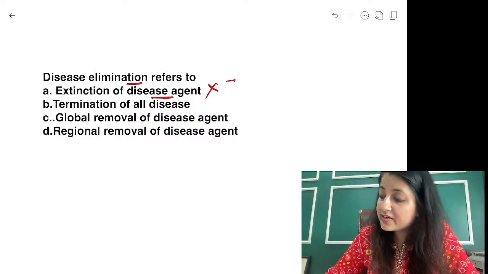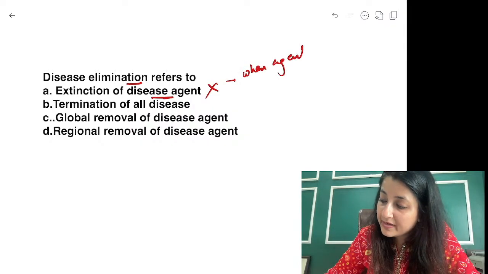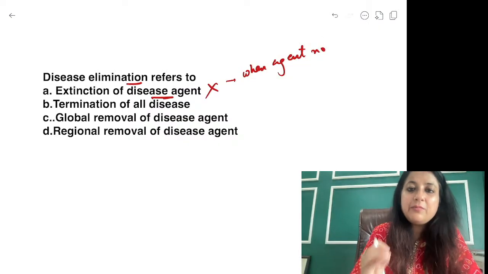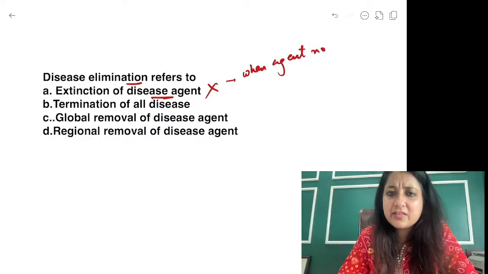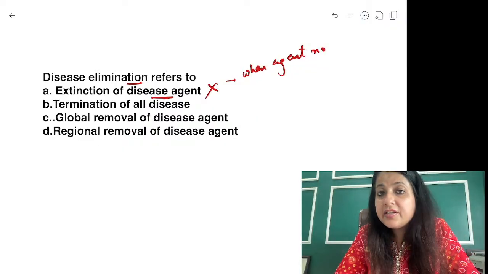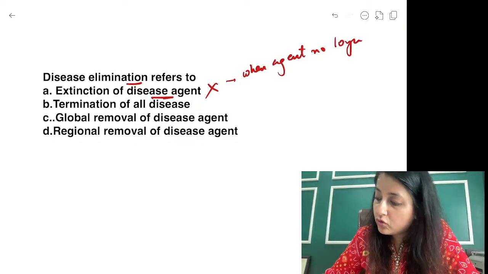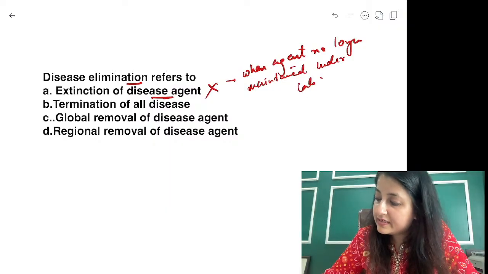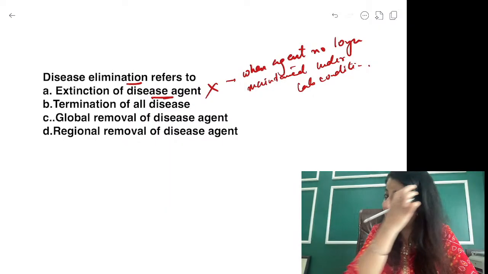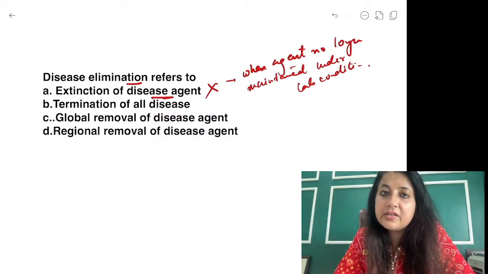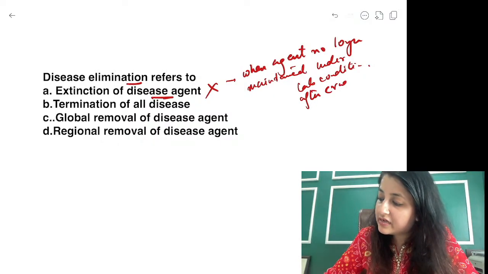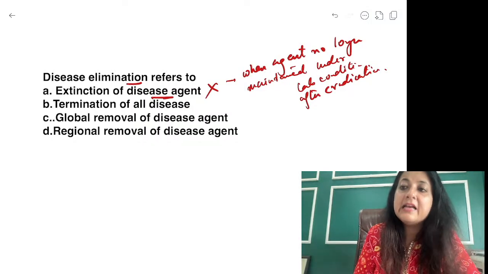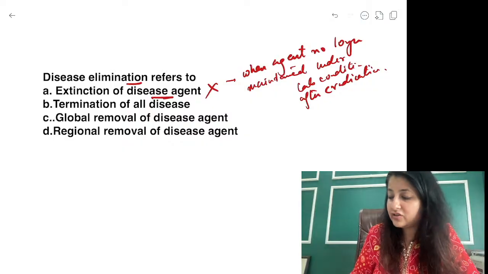What is extinction? Extinction is when the agent is no longer maintained under lab conditions. See, once an agent is eradicated, we still maintain it under lab conditions and supervised conditions. But when the agent is no longer maintained under lab conditions, then we say it is extinct. It is no longer maintained under lab conditions after eradication. After eradication, we still maintain the agent in lab conditions under some supervision. But if it is no longer maintained, it is extinct.